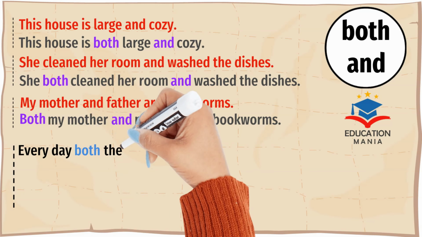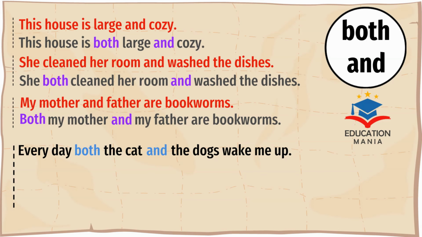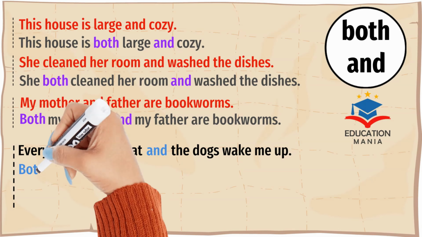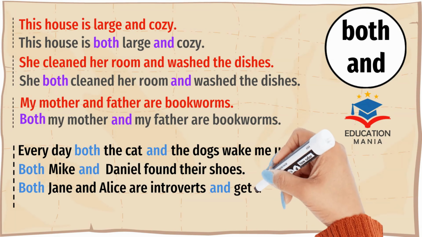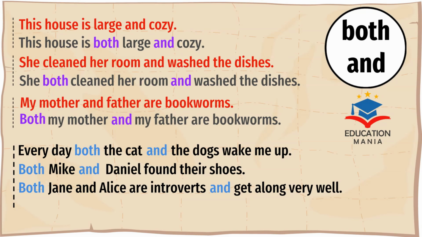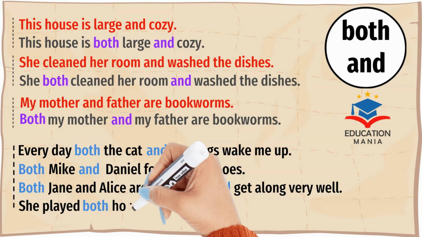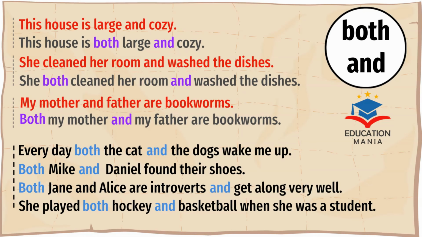Every day, both the cat and the dogs wake me up. Both Mike and Daniel found their shoes. Both Jane and Alice are introverts and get along very well. She played both hockey and basketball when she was a student.